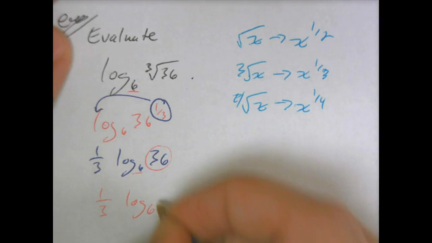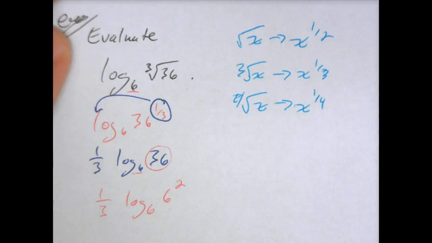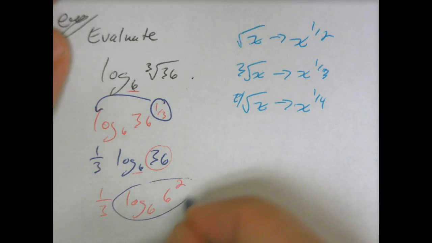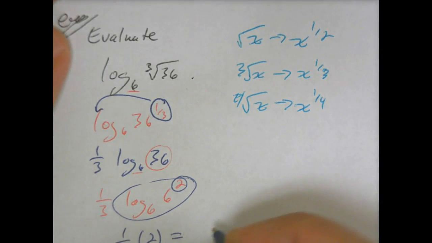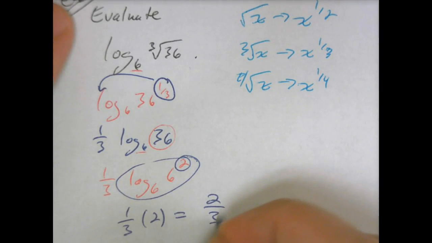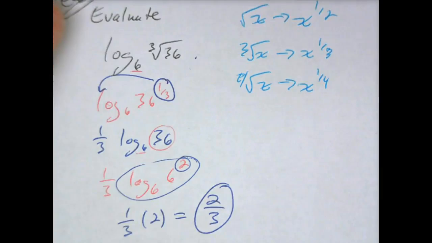I can say log base 6 of 6 squared, so that I know that this whole thing right here is just equal to 2, so I'm just left with 1/3 times 2, which is 2/3. Yay! Alright, with this one, don't forget your bases are the same.